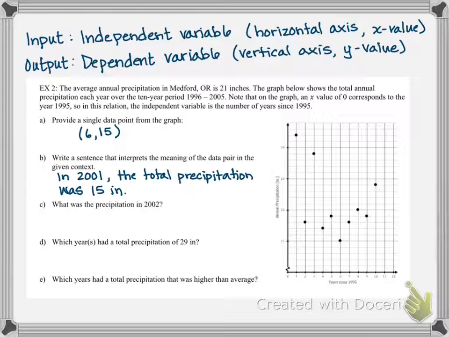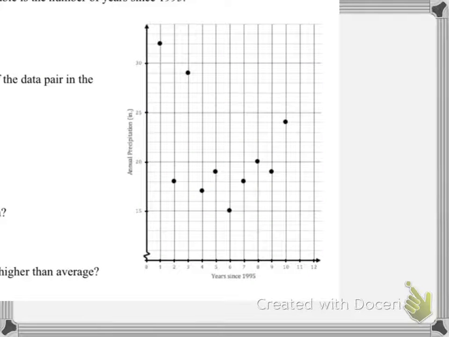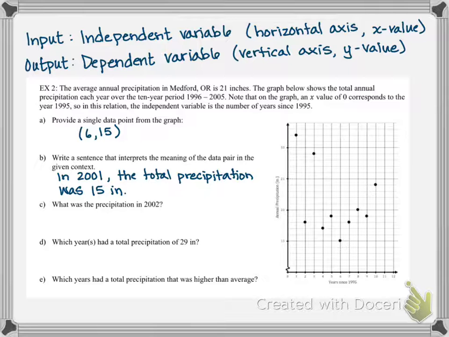What about 2002? What was the total precipitation in 2002? So what X value am I looking for? It's 18. Right, the total precipitation is 18. We're looking for an X value of what? 7, right? Because in 2002, it's been 7 years since 1995, and so our total precipitation is 18 inches.